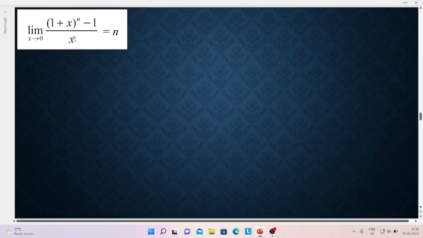So this is another formula: limit x tending to 0, (1 plus x) to the power n minus 1, upon x. If there is any function like (1 plus x) to the power n minus 1 upon x, with x tending to 0, then that particular thing is equal to n. Suppose I give you limit x tending to 0, (1 plus x) to the power 5 minus 1, upon x, then that has the value only 5, right? So you can understand, right?